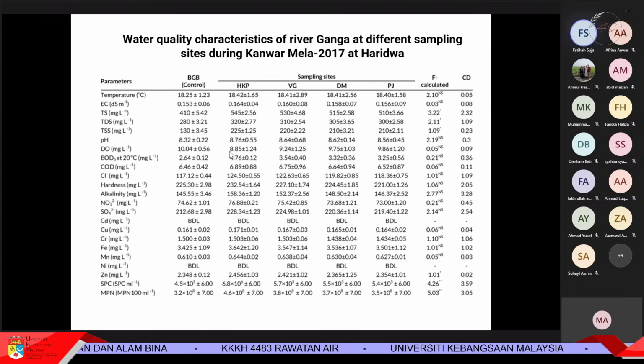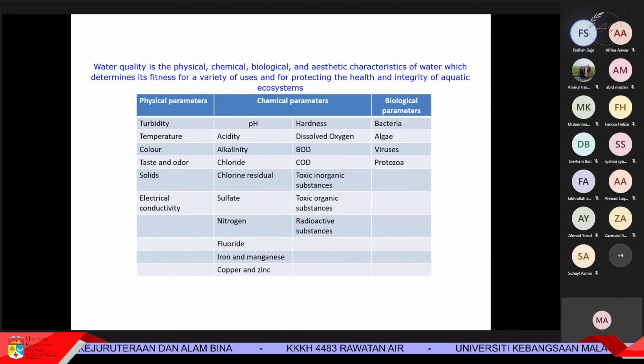Because even though aesthetic is not harmful, if you want to use it for water supply, you need to make sure that it is aesthetically pleasant for you all to use. So you have these physical parameters, chemical parameters, and biological parameters that become the concern of water supply that you need to have.